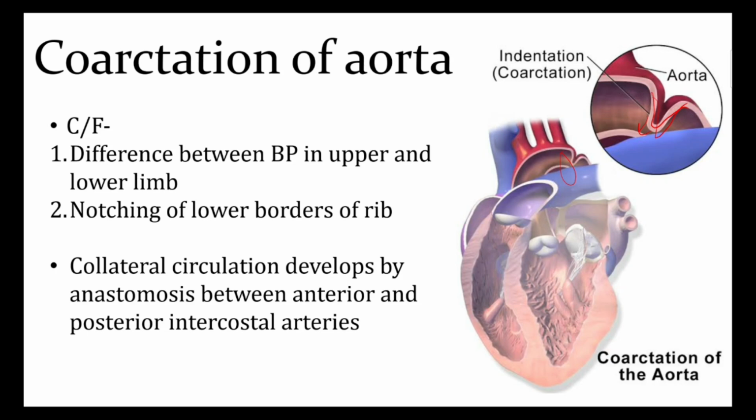Now the clinical features. There is a difference in BP of the upper and lower limbs. There is high BP in upper limbs and low unrecordable BP in the lower limbs. There is notching of the lower borders of the ribs due to the dilatation of the engorged posterior intercostal arteries, and there is pulsating scapulae.